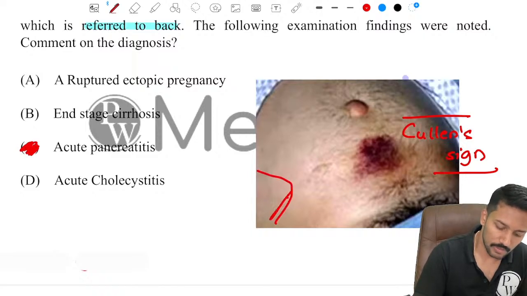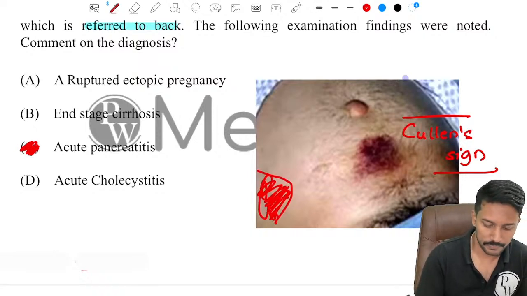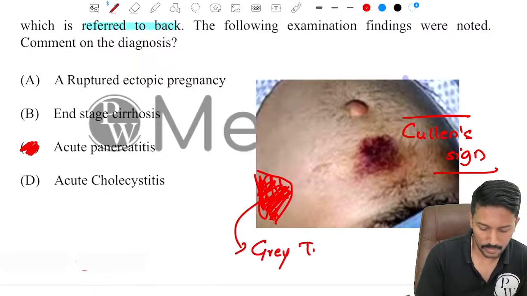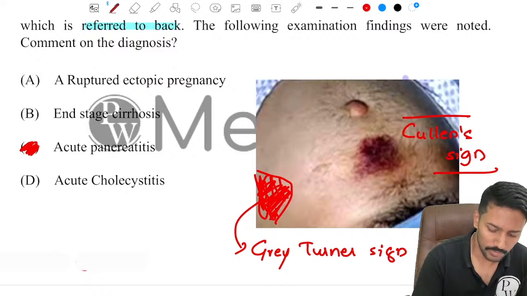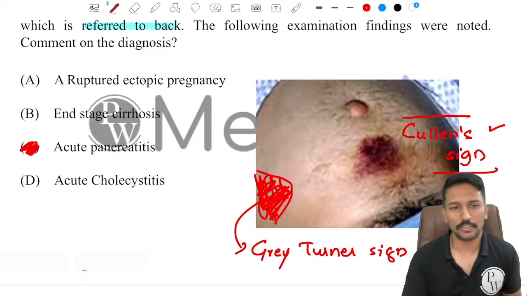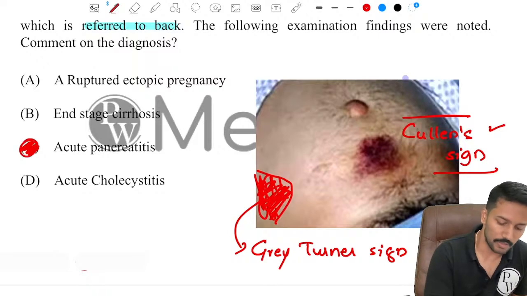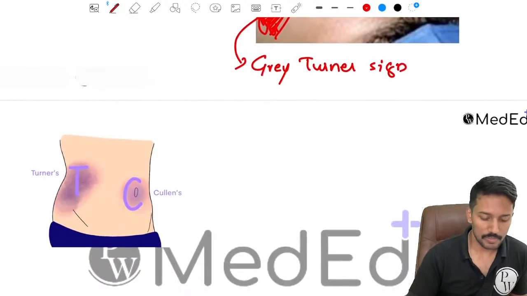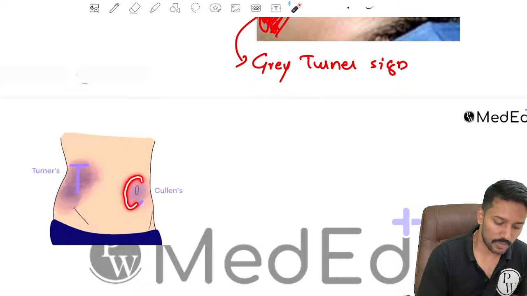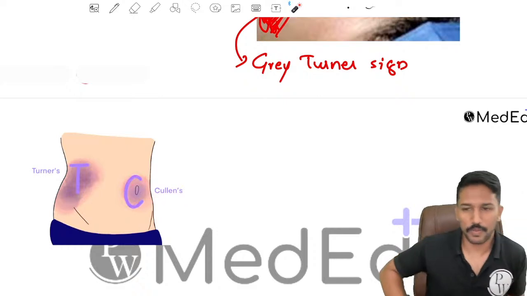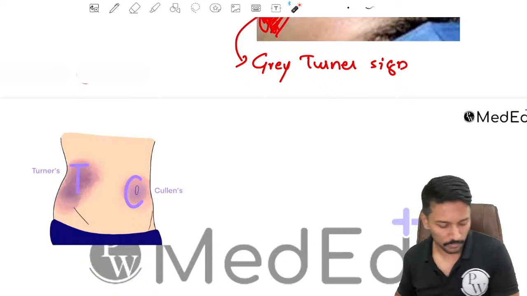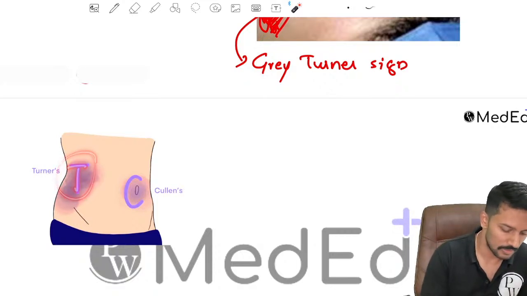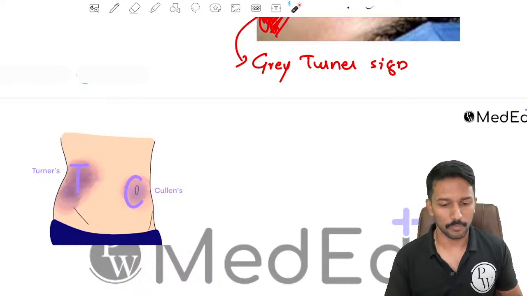So if there is bruising on the flanks, what do we call it? If there is bruising on the flanks, we call it Grey Turner's sign. So around the umbilicus is Cullen's sign. In the flanks, it's called Grey Turner's sign. Both are findings of acute pancreatitis, right? It is pretty easy to remember. You can make a C around the umbilicus. So C for Cullen's sign. And when you turn, you turn to constrict your flank region. So turn for Turner's sign, C for Cullen's sign around the umbilicus.